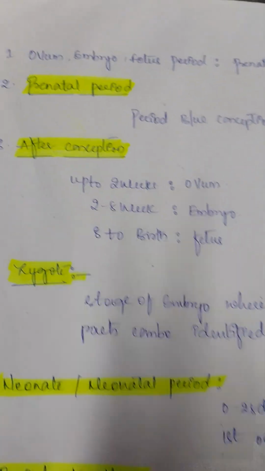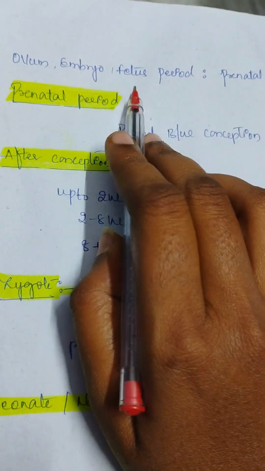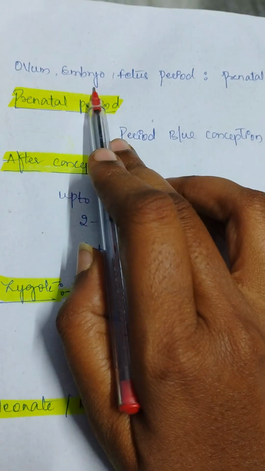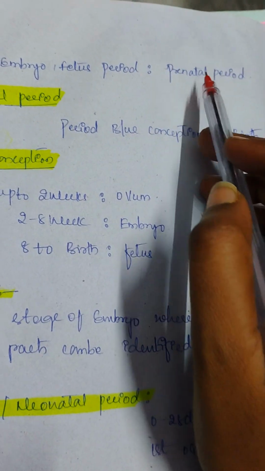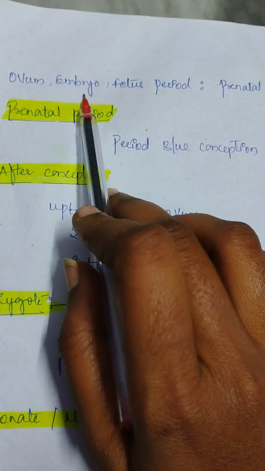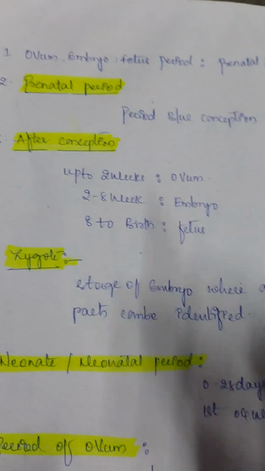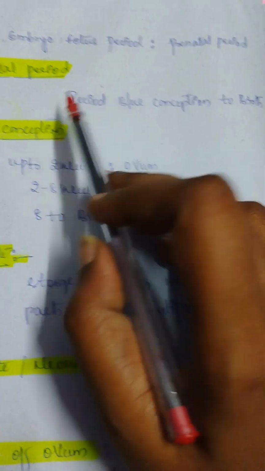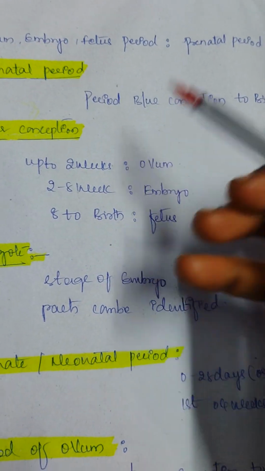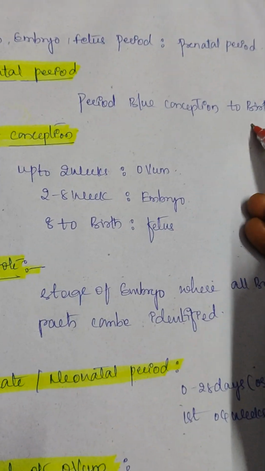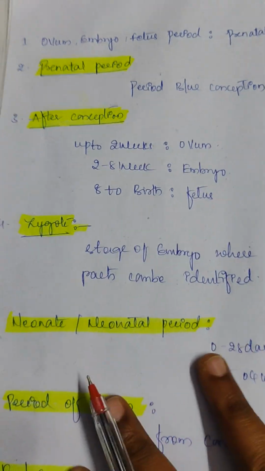Okay. Then first you can see here, the period of ovum, embryo, fetus, or ovum period, embryo period, fetus period together called prenatal period. Remember, together they are called prenatal period. Or you can also say the period between conception to birth. The period between fertilization or conception to birth of the baby is called prenatal period.